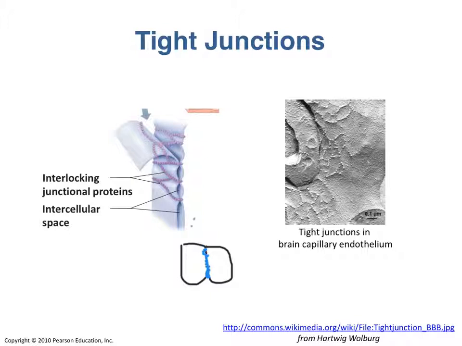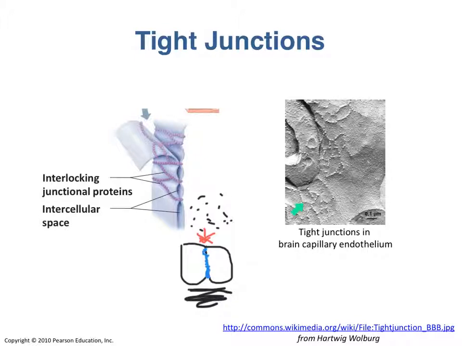You can have all sorts of nasty, noxious substances on one side, but since the tight junctions are there, they cannot pass between the cells, and the tissues underneath are protected and safe.